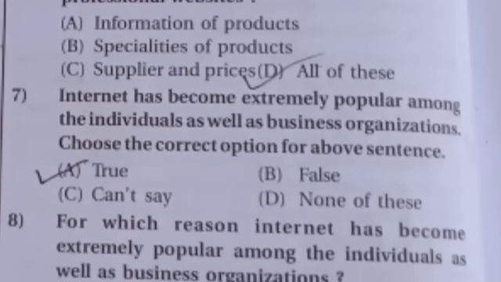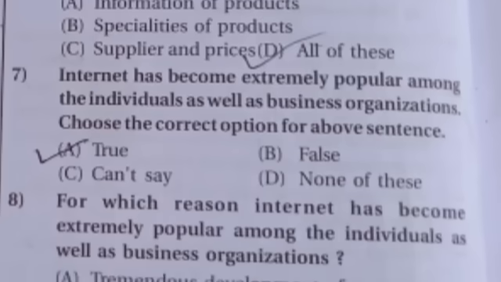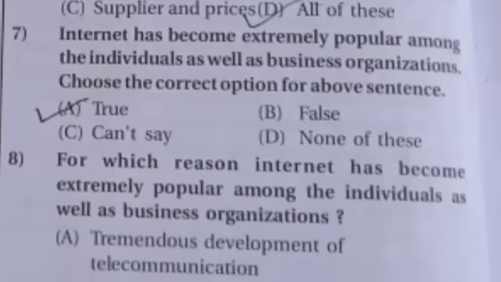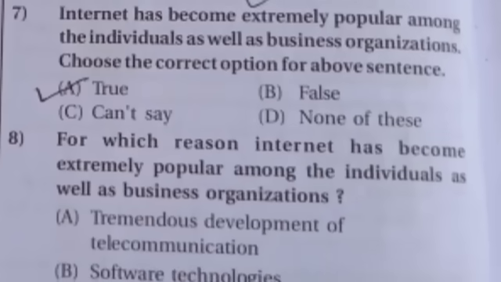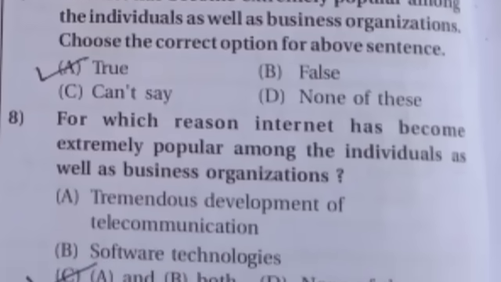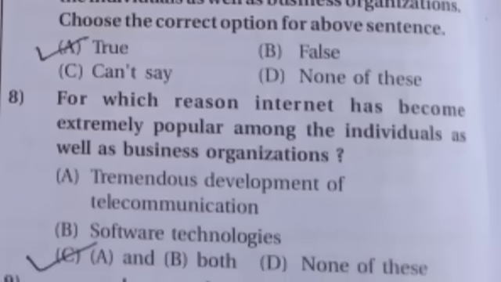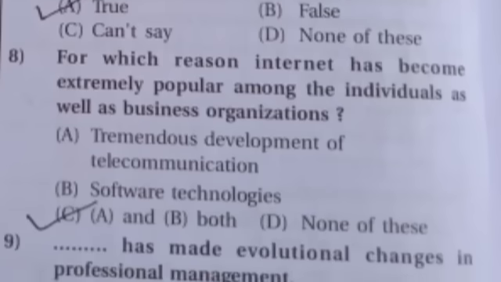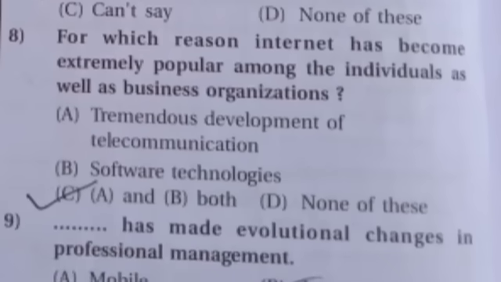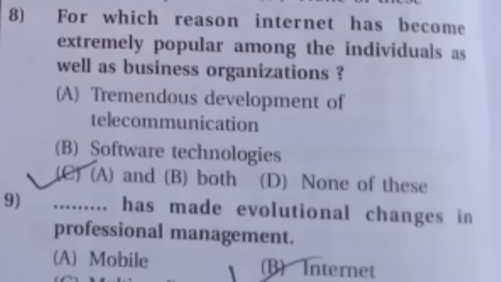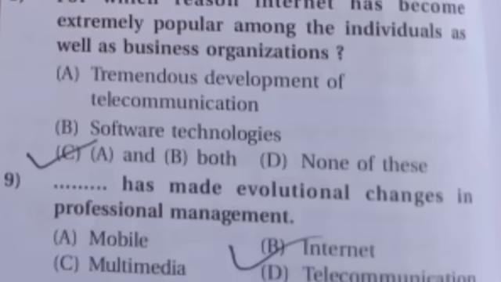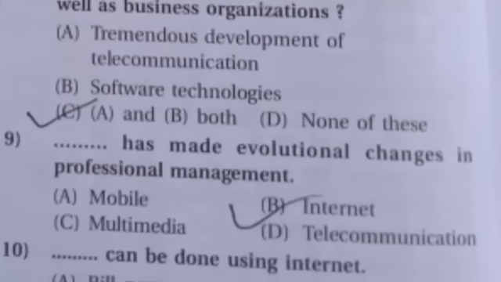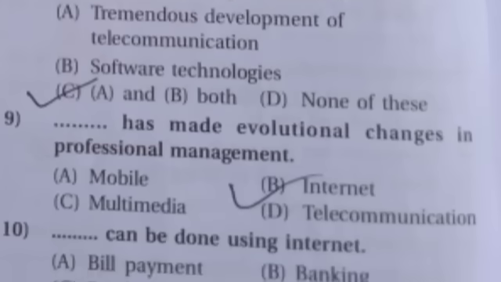D answer is all of these. Internet has become extremely popular among the individuals as well as business organization. Choose the correct option for the above sentence. A answer is true. See, for which reason internet has become extremely popular among the individuals and as well as business organization. So answer is C, A and B both.